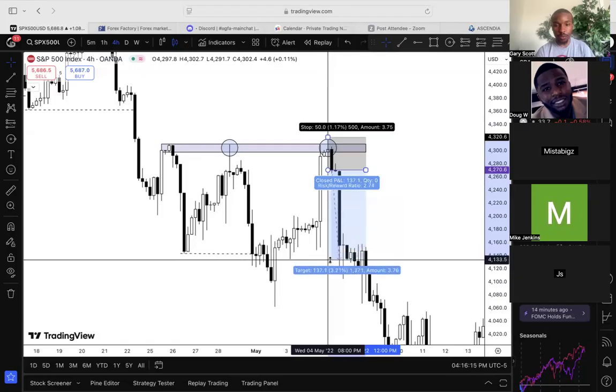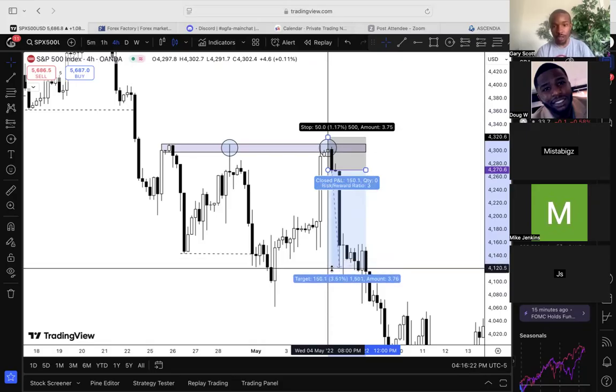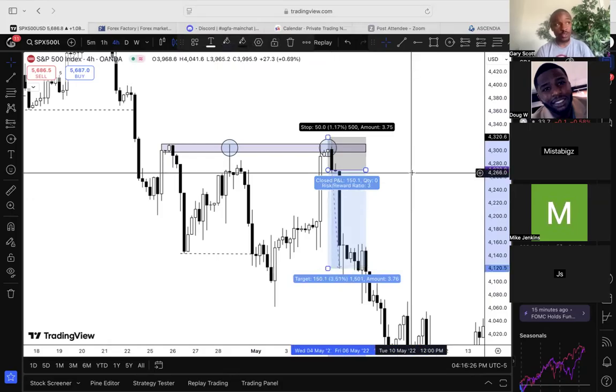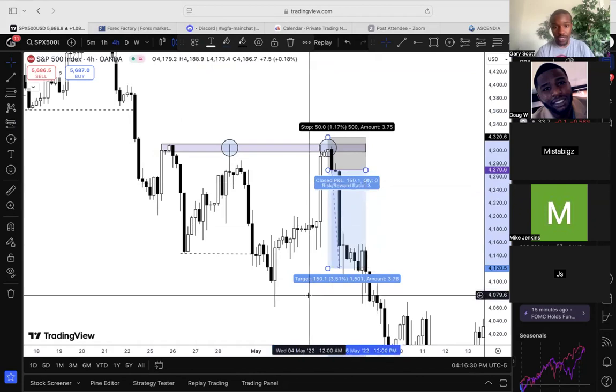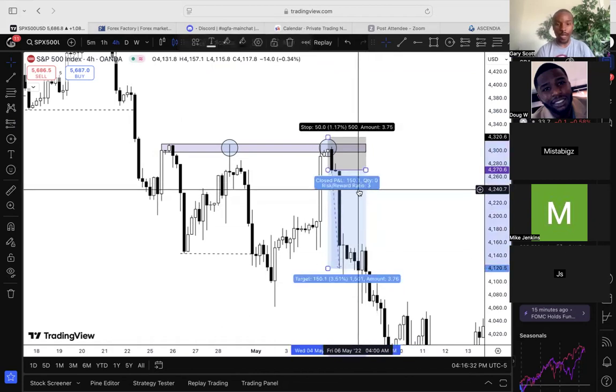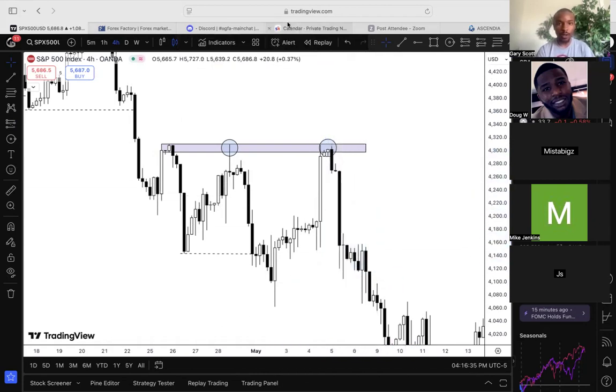what's 50 plus 50? Or 500 times 3? 1500. Or 50 times 3 is 150. That gives you a 1-to-3 risk to reward ratio. You make your money, you go about your day. All right.